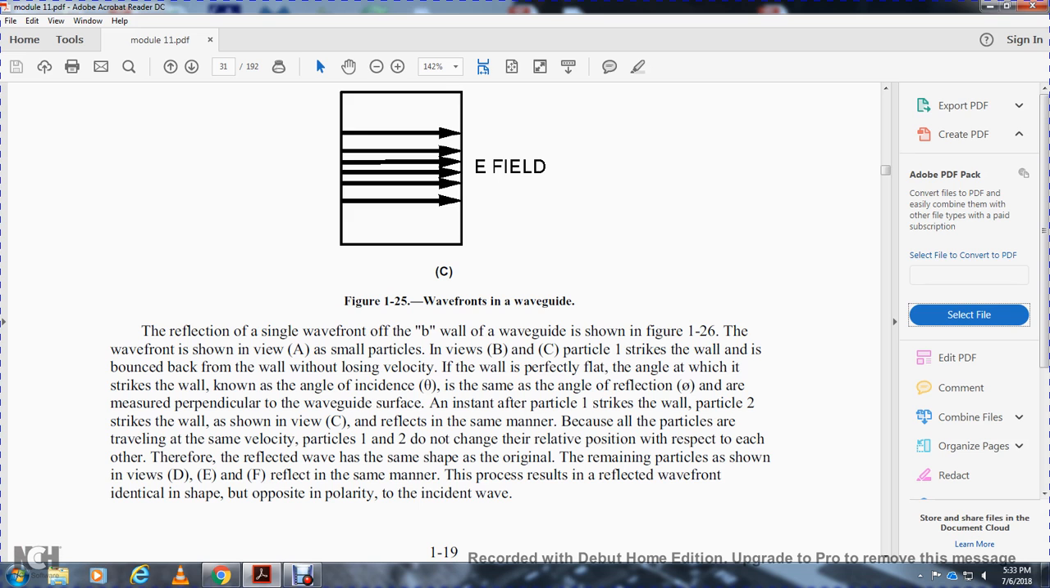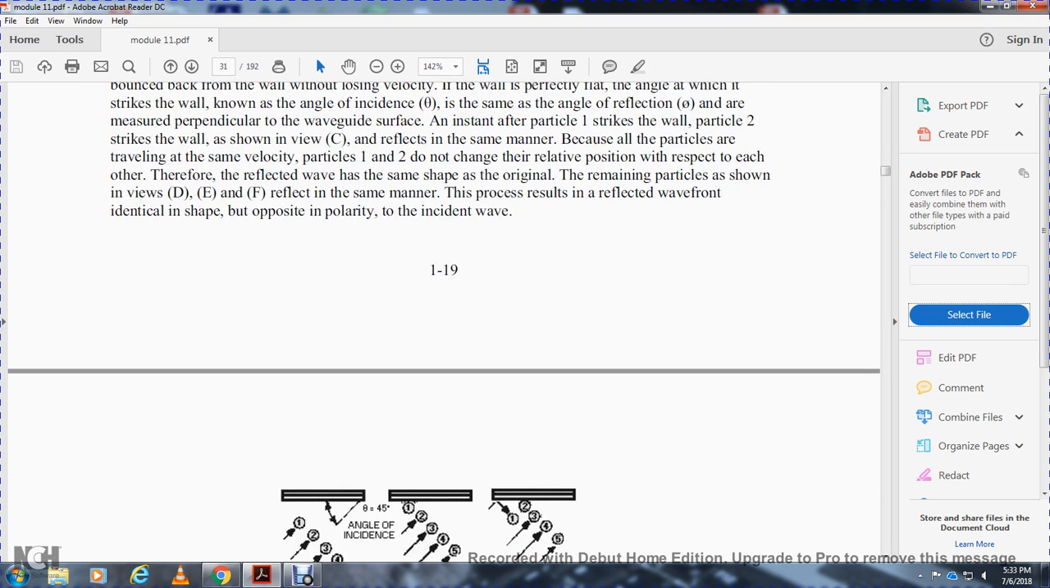The particles reflect in the same manner. The particles result in the reflected wave having the identical shape of the incident wave, but of opposite polarity.